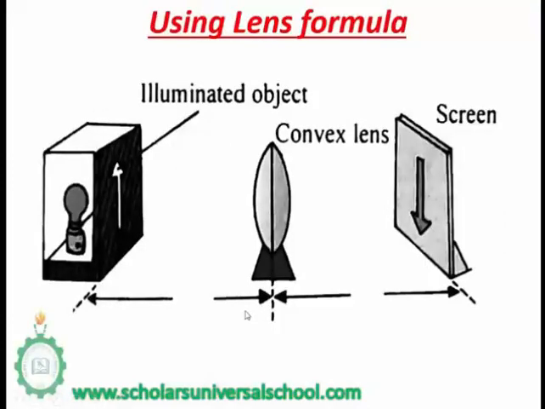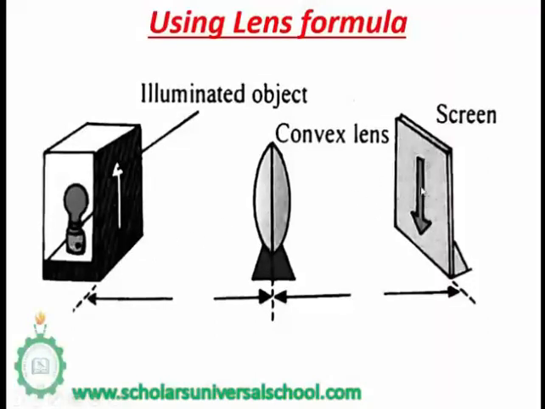You can also use the lens formula. What you do is place a convex lens in front of an illuminated object. You can see this is the illuminated object from the ray box: the light source, and this is the object. The rays from this object get refracted through this convex lens and are going to form an image on this screen.